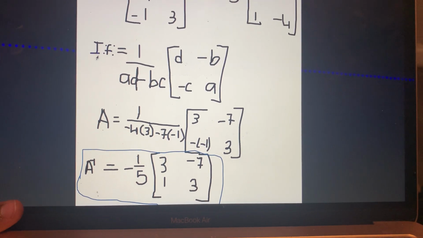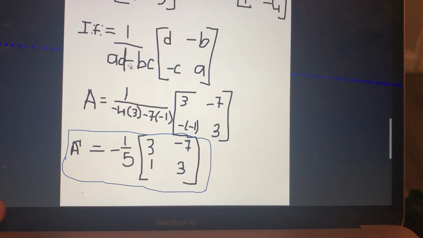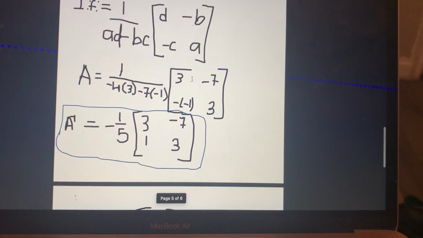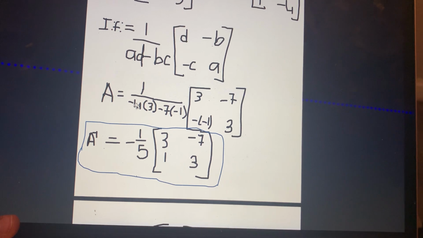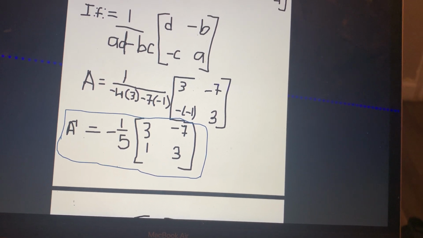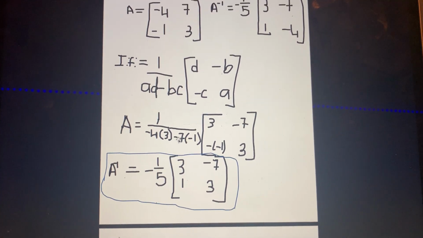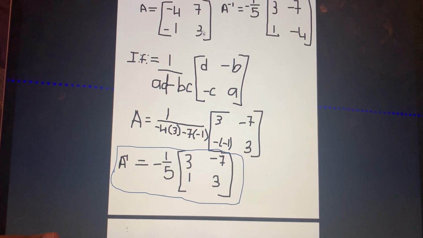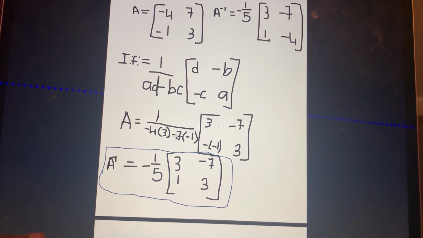Now this is the inverse formula that we've been given in this class, which is 1 over AD minus BC, and then the matrix D, negative B, negative C, A. Now what I've done is simply taken out the variables and input the numbers. So I have 1 over negative 4, which is the value of A, times 3, which is the value of D, minus 7, where the minus is part of the formula, but 7 is the value of B, and negative 1 is the value of C. And all I've done is just input it into the formula.